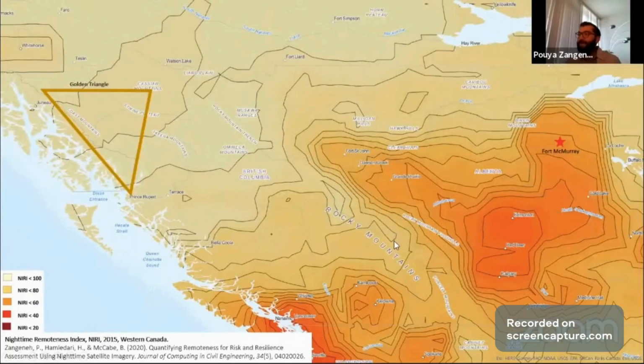This is the same map for northern BC and Alberta within Canada. This is Fort McMurray and Grande Prairie, where there is a whole lot of oil sands activity going on, and we can see that our index quite interestingly captured those.